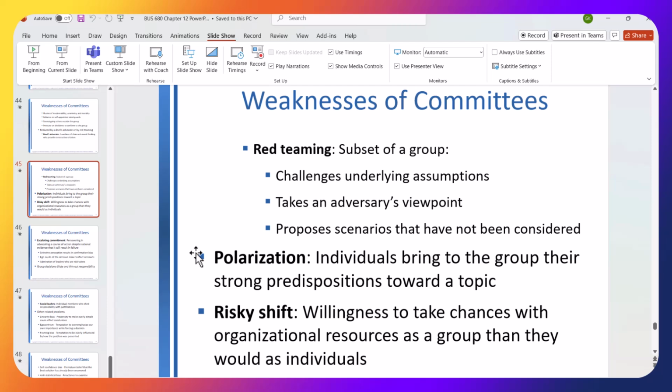Risky shift, willingness to take chances with organizational resources as a group than they would as individuals. So this is when, under normal circumstances, I wouldn't do this by myself, but since the group is here, I'll be inclined to go along with this and take this risk when that may not be the best thing to do.